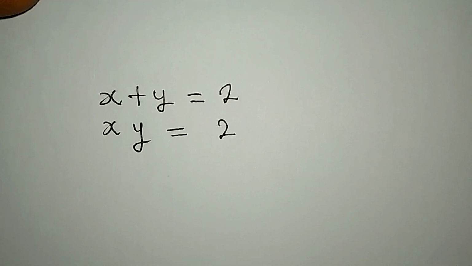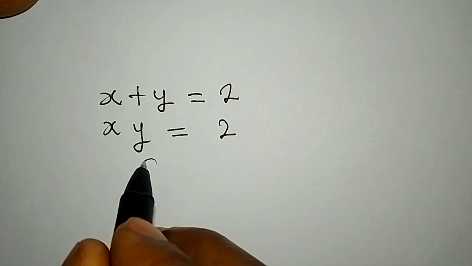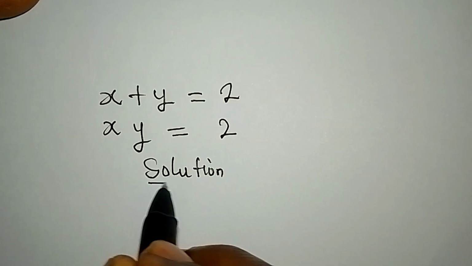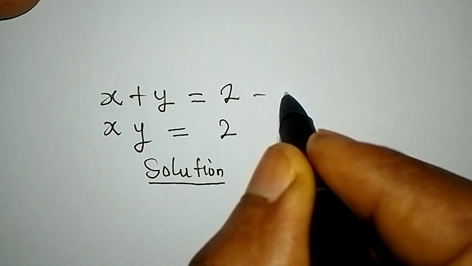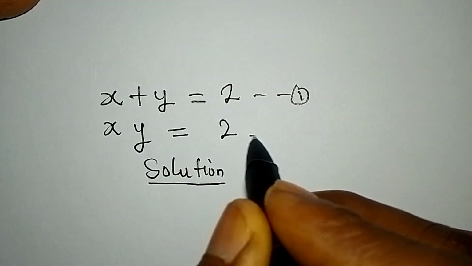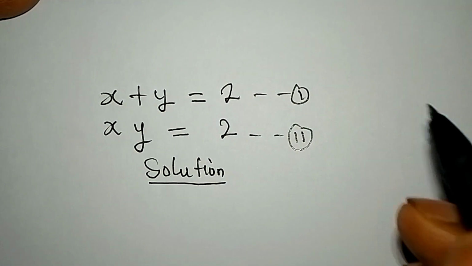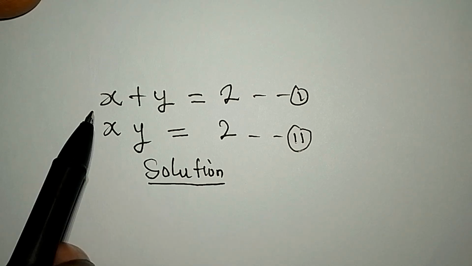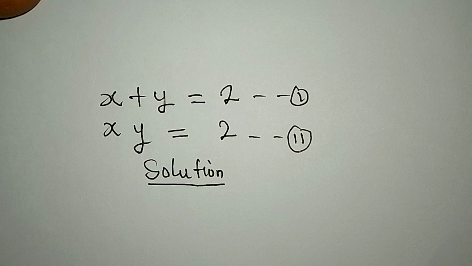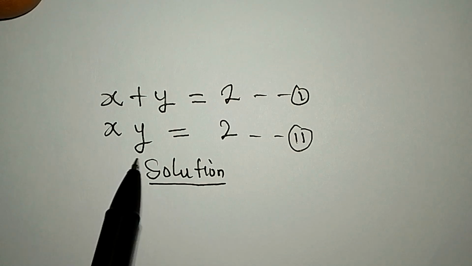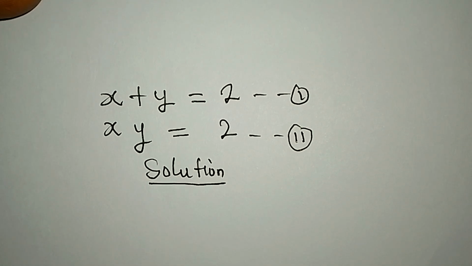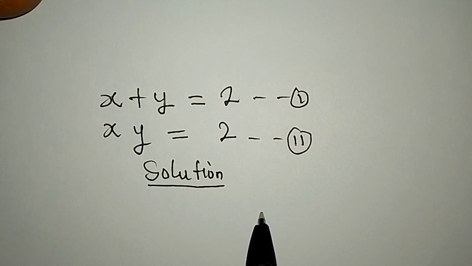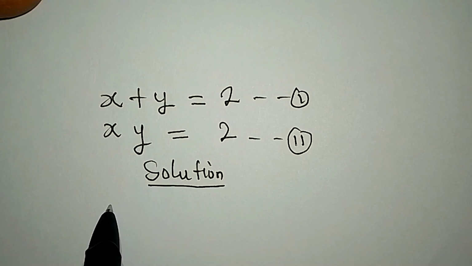Hello everyone. Let's provide the solution to this problem. Let's call this our equation 1 and this our equation 2. We have x plus y equal to 2 and x times y equal to 2. Do you think this is possible? Can this be solved? Now let's solve this.